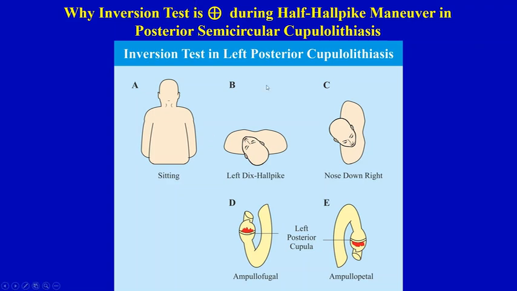In the inversion position, that is the right lateral recumbent with nose down, the left posterior cupula deflects ampullopetally, that is an inhibitory deflection that would result in a downbeating nystagmus, and that nystagmus in that case would be downbeating and right torsional.